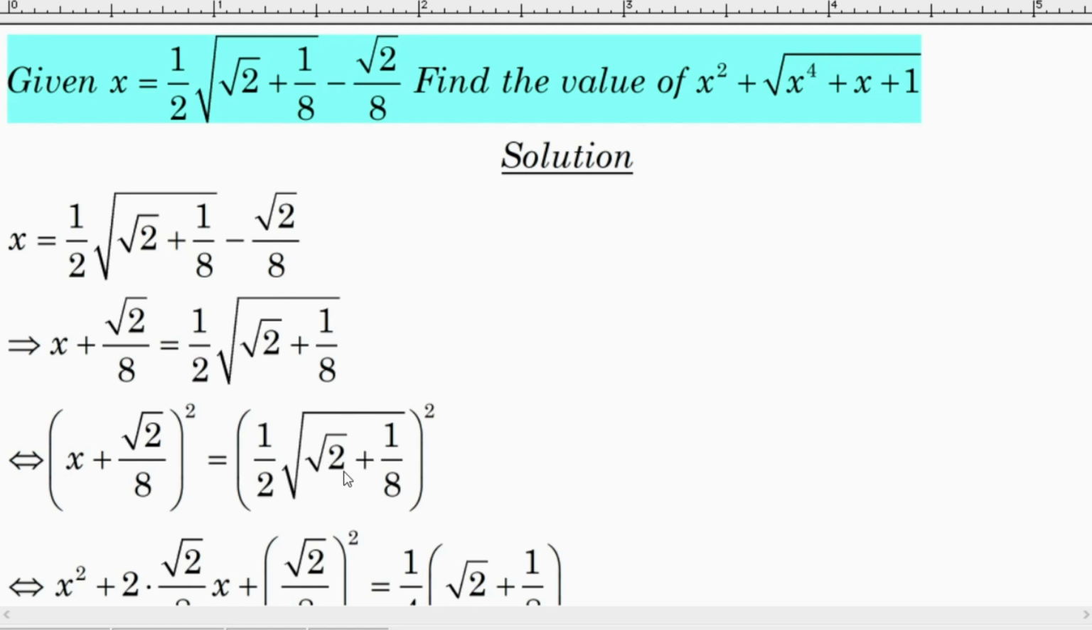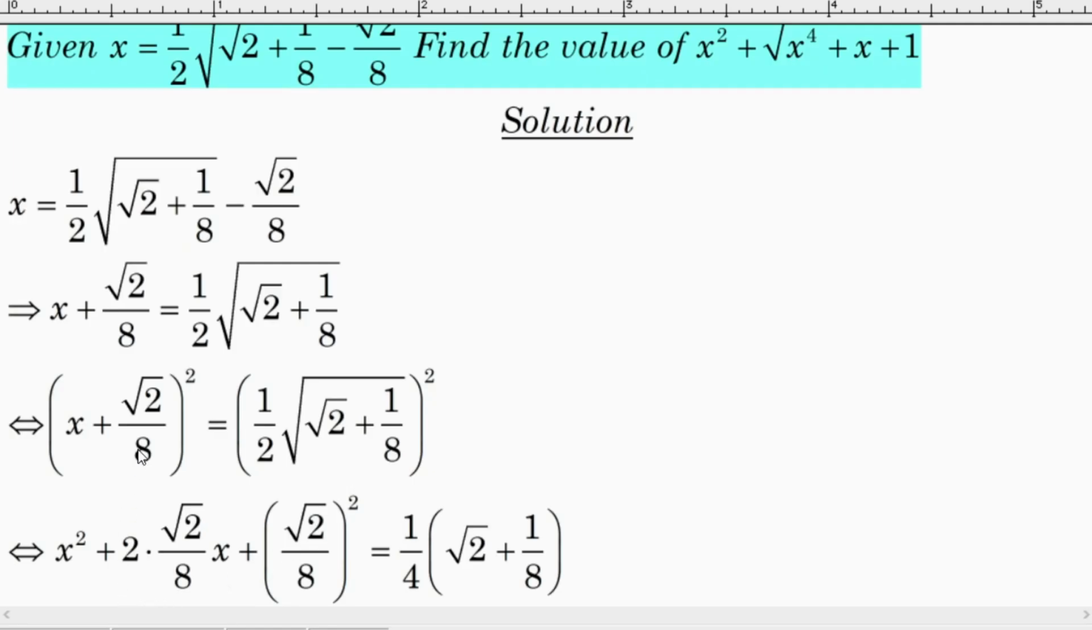Okay, so then here we will expand these factors. We will use the formula (a plus b) all squared, which is a squared plus 2ab plus b squared. So then we get this here, right? And then here, the square of 1/2 is 1/4, and then squaring the square root, we are left with square root of 2, plus 1/8 here.